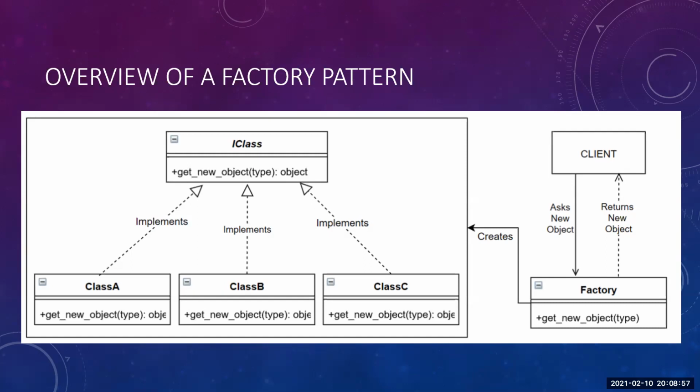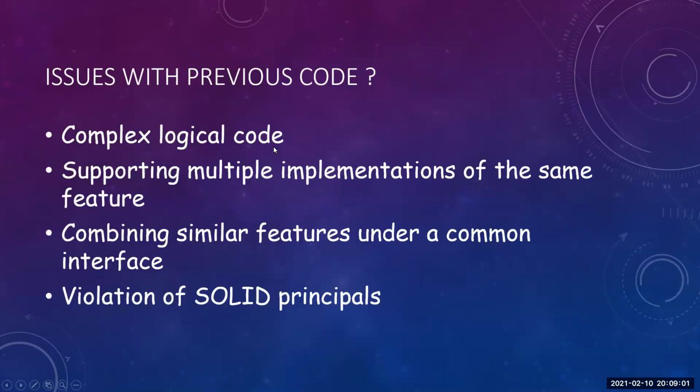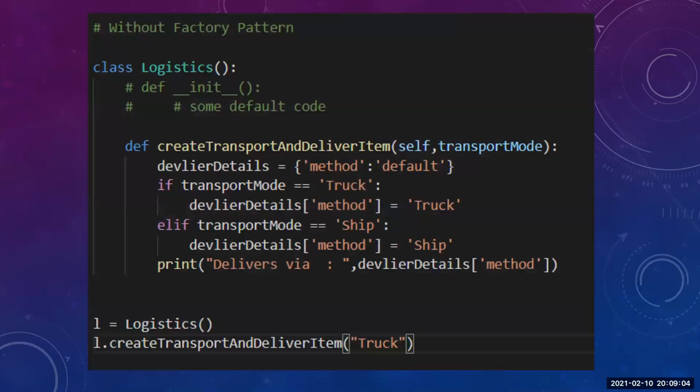Any guesses about the client and the factory? Which part of this code could be a client and which part could be a factory? Maybe the ending part, where L is equal to logistics, and then L dot create transport and deliver item, truck. Oh, perfect, perfect. You're absolutely correct. Yes, the client is the main method.